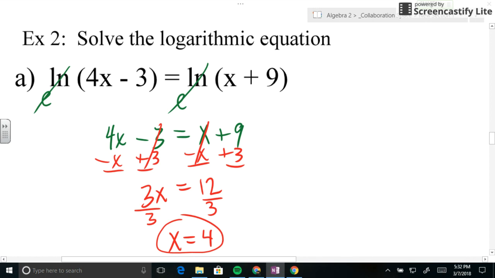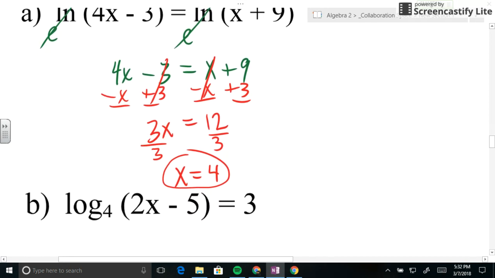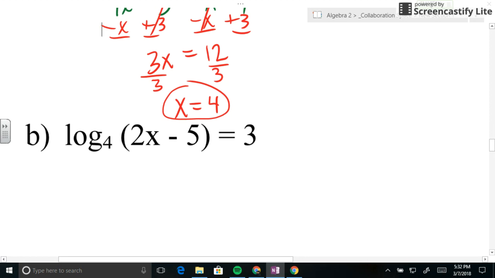Now when we solve these, we do want to make sure that we don't get negatives in the parentheses when we're trying to take the log or natural log. So if I plug it back in, 4 plus 9 is 13. So the natural log of 13 is okay. And if I plug it back into the other one, 4 times 4 is 16, minus 3 is 13. So you get the natural log of 13 equals the natural log of 13. So we're good. Next one.